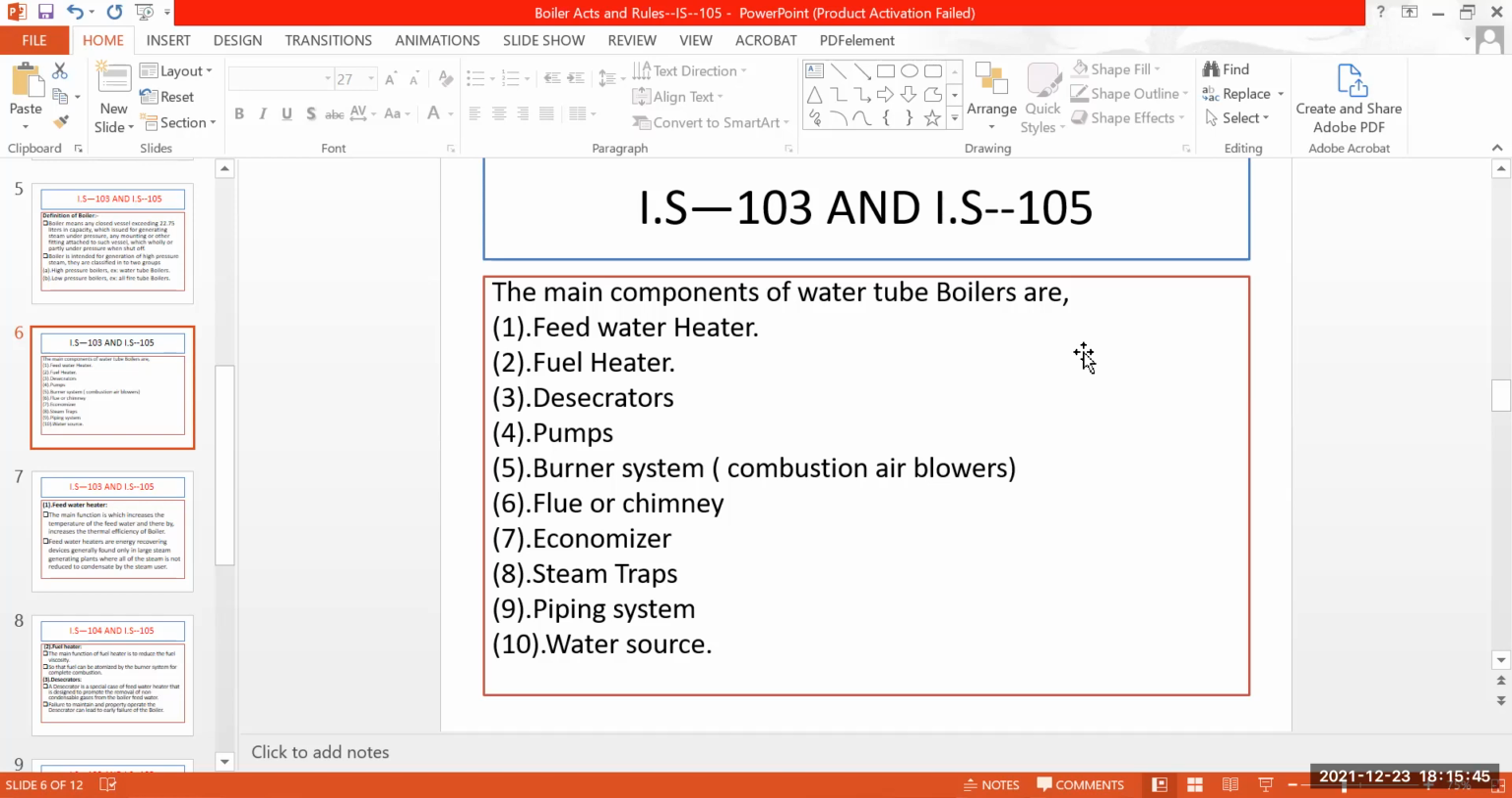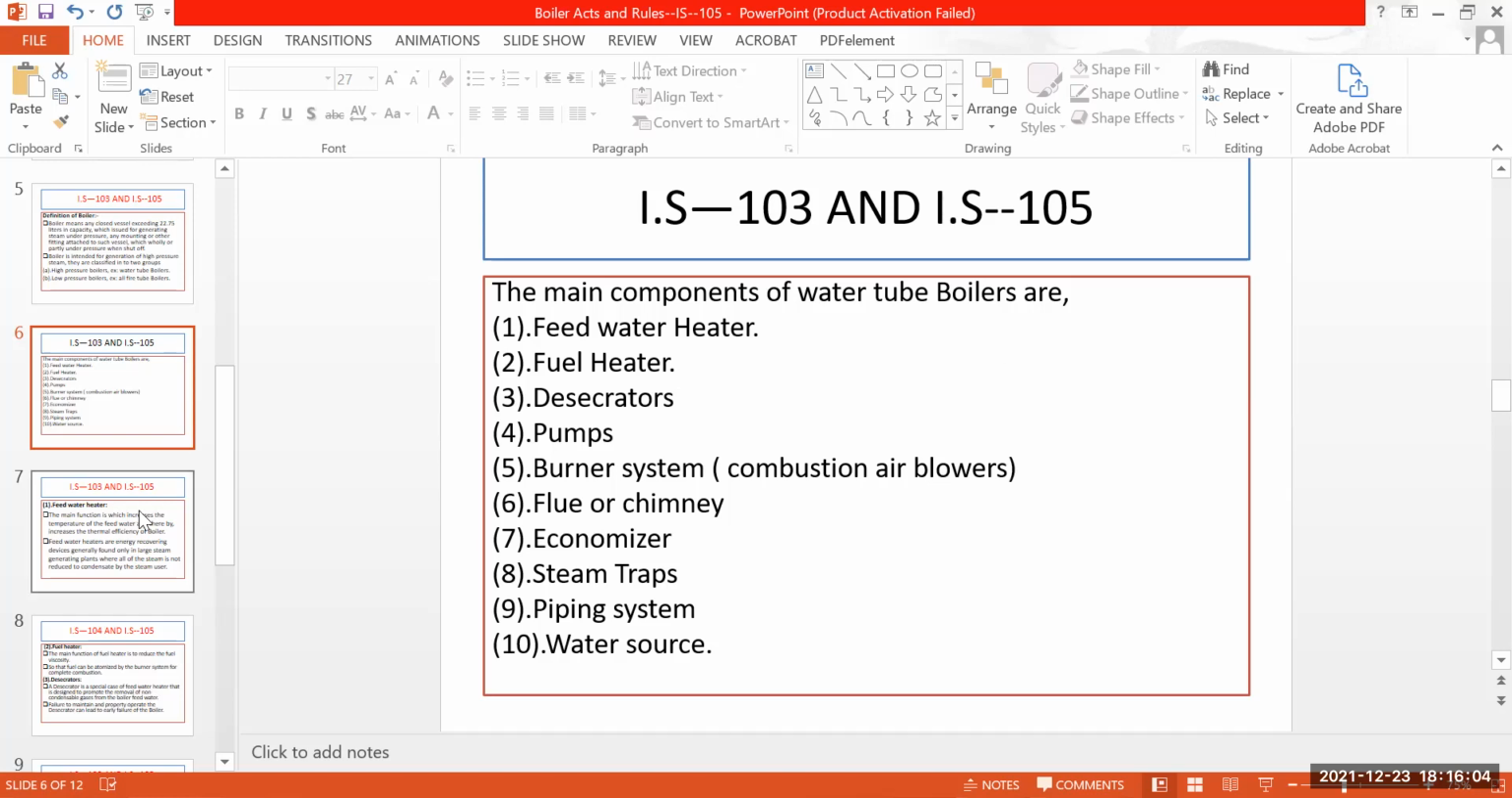So mainly the main components of the water tube boilers we are seeing here. And I'll try to show you the different types of boilers also. How many types of boilers are there, and the different functioning types of the boiler. I'll show you in the next class when we'll be discussing. Don't worry regarding that one.